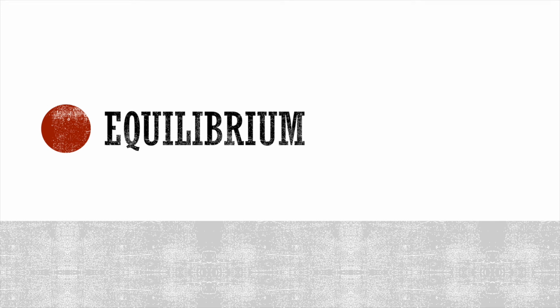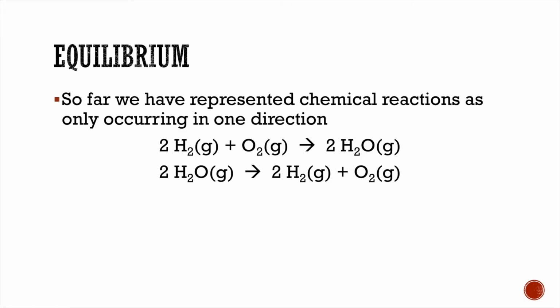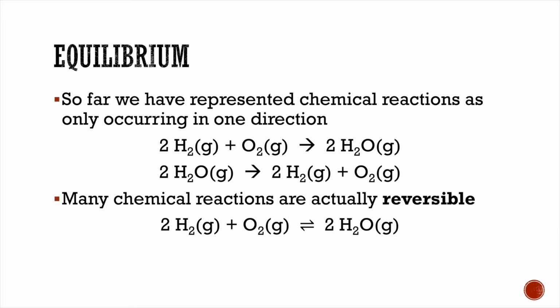In this video, we are going to be talking about equilibrium. So far we have represented chemical equations as only occurring in one direction. So in the production of water, we've got H2 and O2 reacting to produce water molecules. Now, we could also say that two water molecules can decompose into H2 and O2. So many chemical reactions are actually reversible.